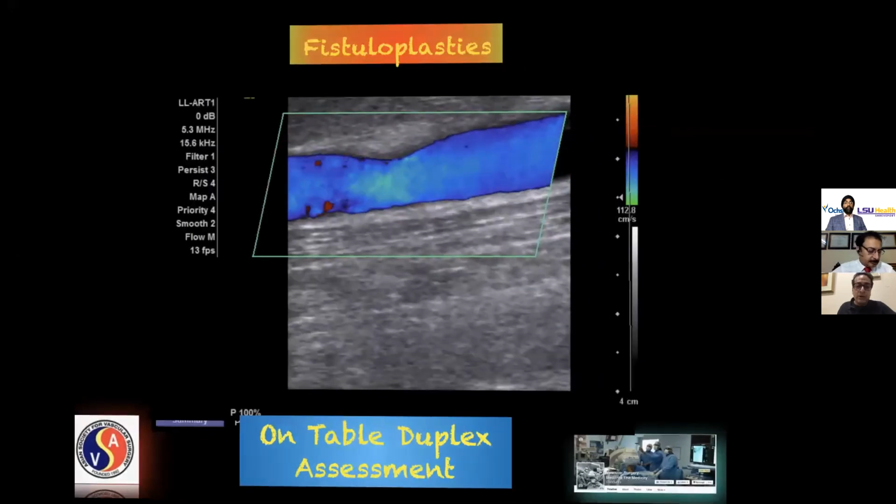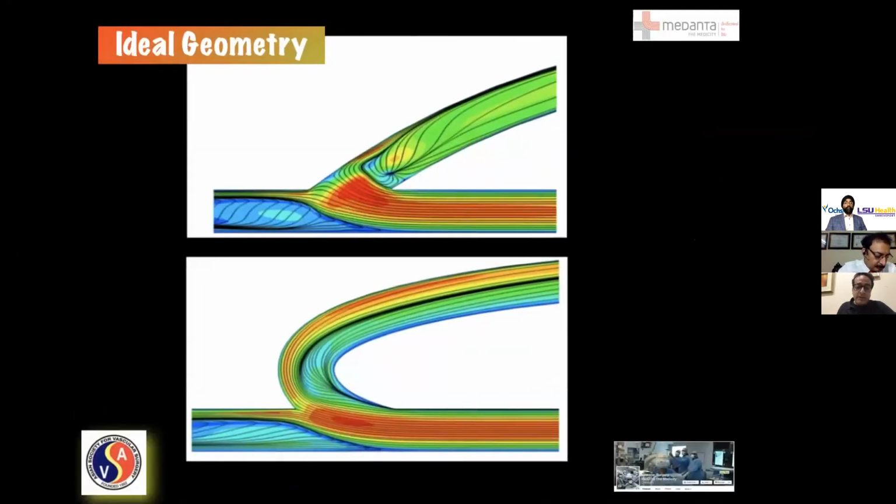And this is what we were talking about initially, the ideal geometry, because if you have an acute angle, then what you have is turbulent flow separation, turbulent shear forces, which do not cause vein dilatation. Instead, they cause significant neointimal hyperplasia and stenosis at the anastomosis. So this acute angulation is not a good thing to have.